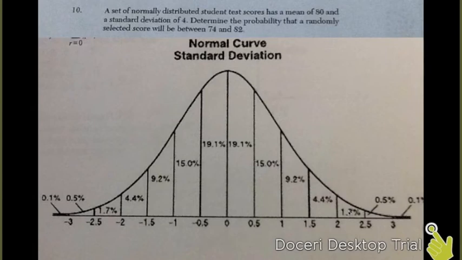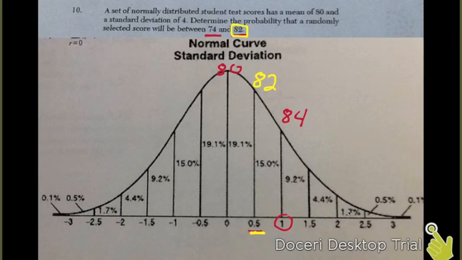A set of normally distributed student tests has a mean of 80, so we're going to go ahead right away and write 80 in the middle there, and a standard deviation of 4. We want the probability that a score will be between 74 and 82. So 80, if we go 1 standard deviation above, is going to be 84, so we're already past where we need to be. So if we go to 0.5 of a standard deviation, halfway in between those, we would have 82, which gives us our 82 here.